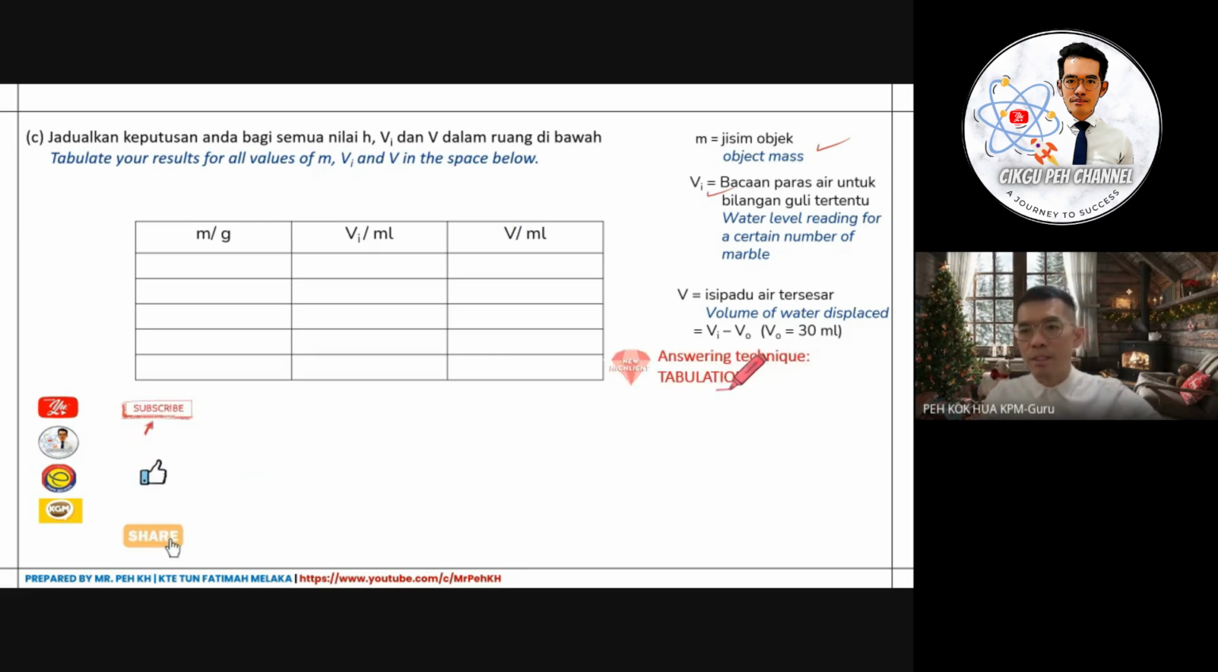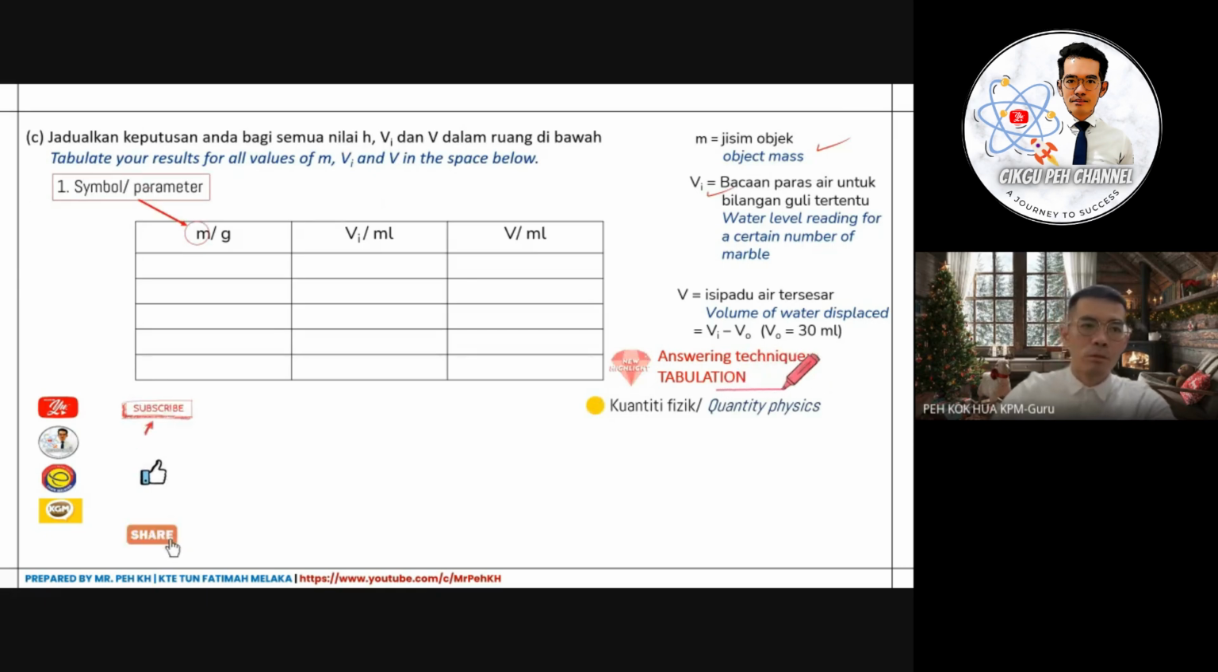The answering technique for tabulation requires you to fulfill 6 ticks. The first tick, you need to give the physical quantity, shown with the symbol. So here there will be M, which represents the symbol for mass, Vi and V. This is the first tick you need to take note of for the format of the tabulation. Second, you need to give the unit. The unit of mass is gram, then the volume will be ml or cm cube.